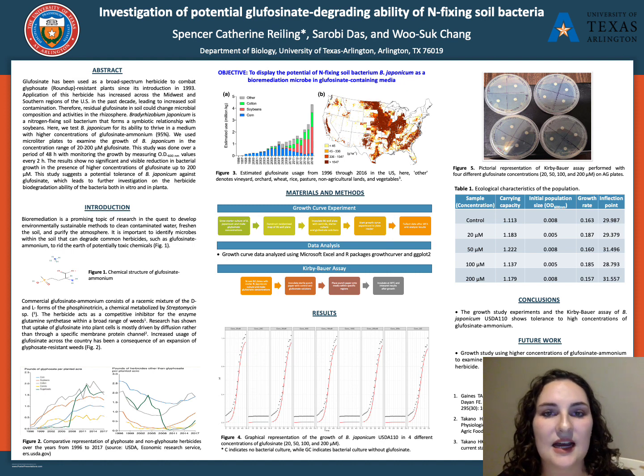And so all of this data brings us to our conclusion that B. japonicum USDA 110 shows tolerance to high concentration of glufosinate ammonium. And with this, we would like to take our future work into finding the minimum inhibitory concentration by increasing the concentration of glufosinate ammonium we grow our B. japonicum in.